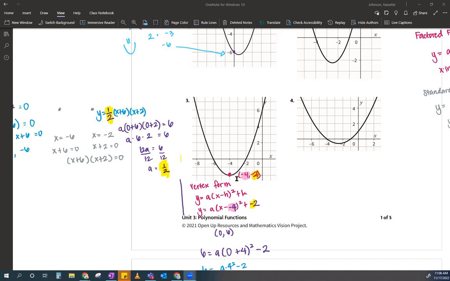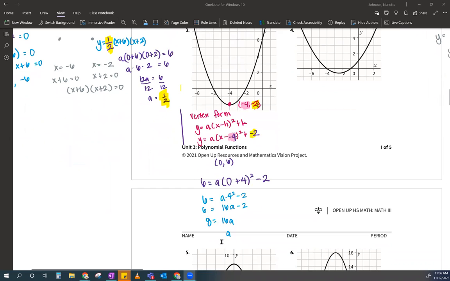So notice how our 1/2 here matches our 1/2 here. So you should get the same exact equation. If you want a clean vertex form equation, our clean vertex form is y equals 1/2 parentheses x plus 4 quantity squared minus 2. So notice this equation here and this equation here look way different.